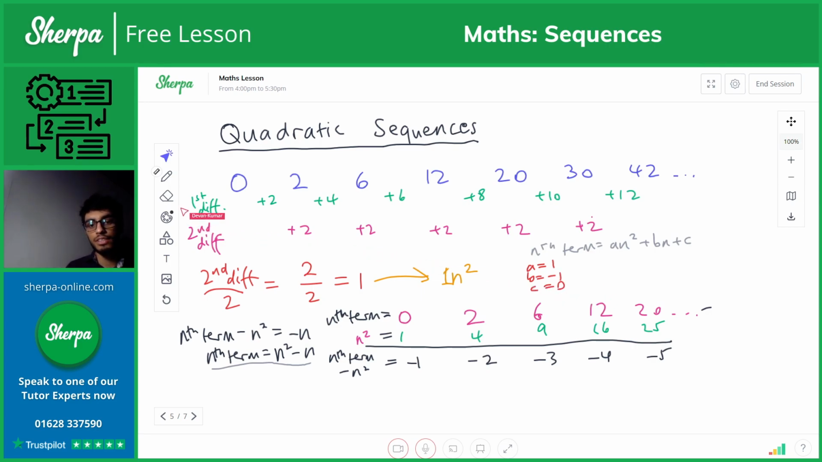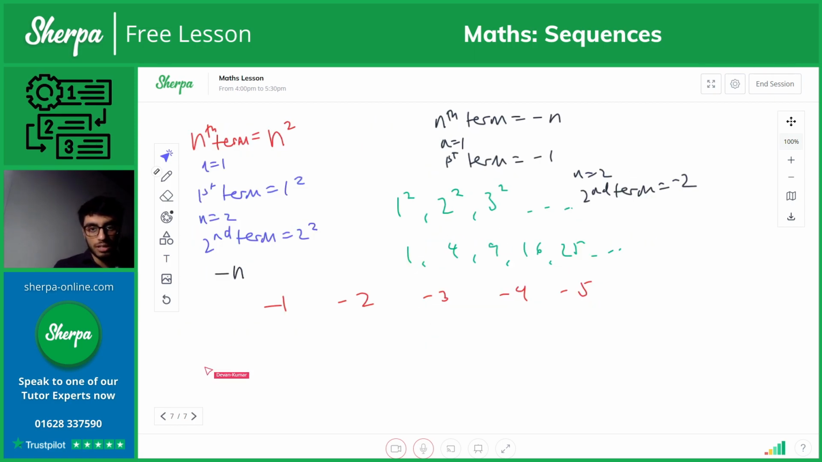Well, let's think about it. If these were the values, then the nth term would be, well, a is 1, so 1n squared is just n squared. And then b is minus 1, so instead of adding bn, we're just taking away 1n. So just take away n. And then c is 0, so plus 0 is not going to make a difference. So the nth term is n squared minus n. But really, if we'd found out what a, b, and c are, we could have just figured out what the nth term was, rather than having to do all these different calculations.